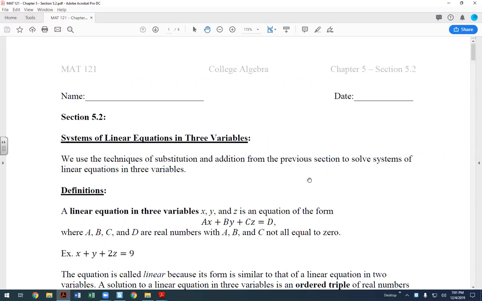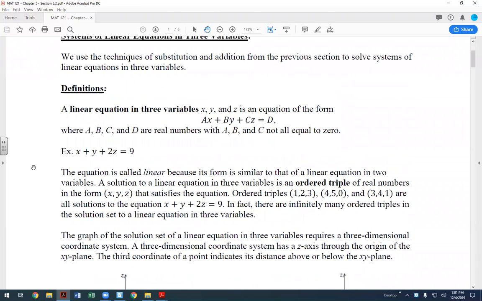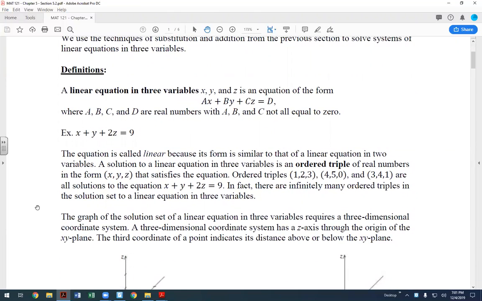But these graphs are not going to be straight lines. These graphs are actually going to be planes. So basically think about an endless sheet of paper that just keeps going in all directions. So this is a three-dimensional equation which can have an example like this, x plus y plus 2z equals 9.